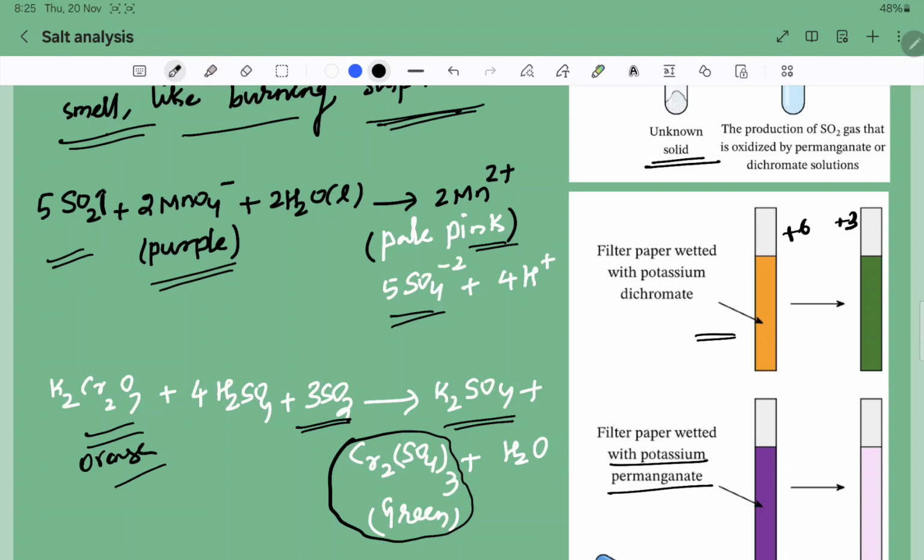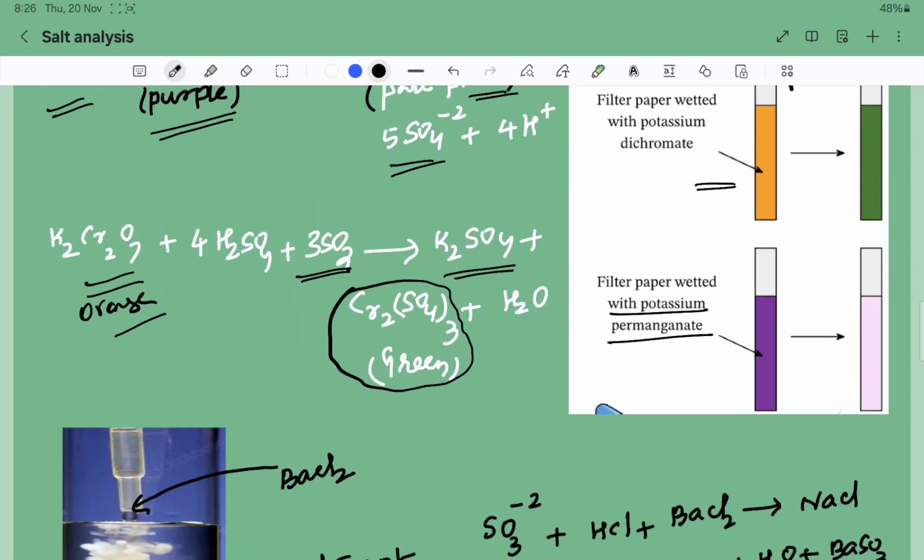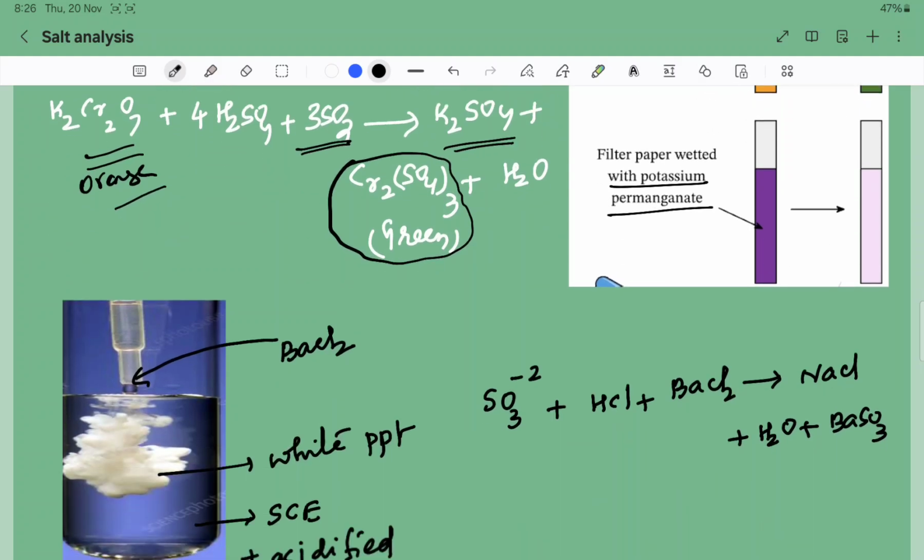green color. Most of the students already studied this reaction in the d and f block elements. In redox reactions also, these reactions are repeated. Just revise these reactions, student, right? Okay, remember, student, potassium dichromate, the orange color turns into green color. Potassium permanganate, the purple color turns into pale pink, student, right?